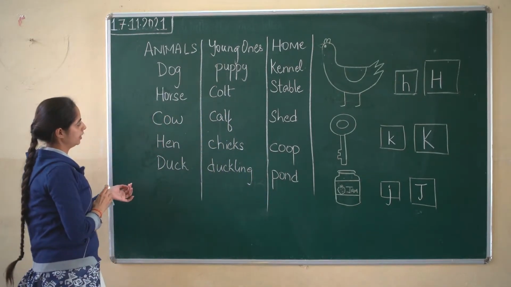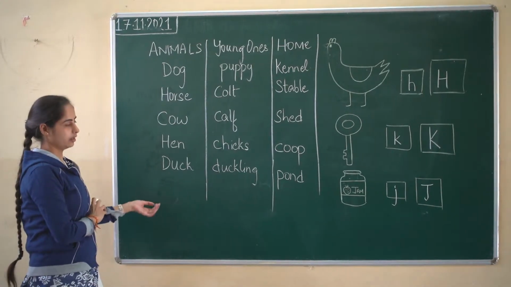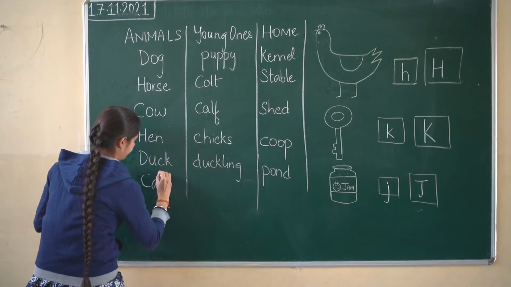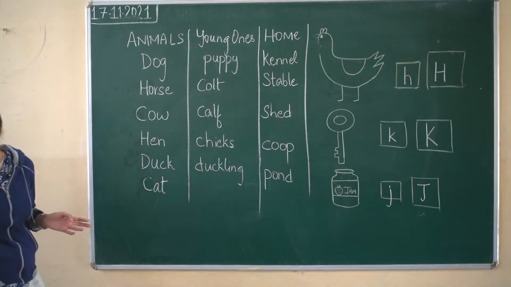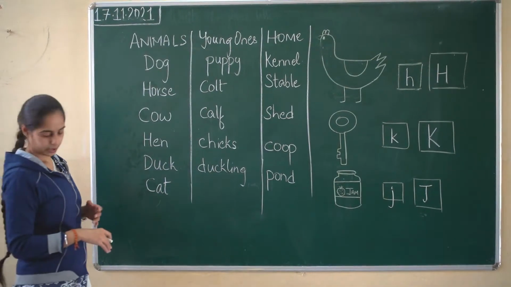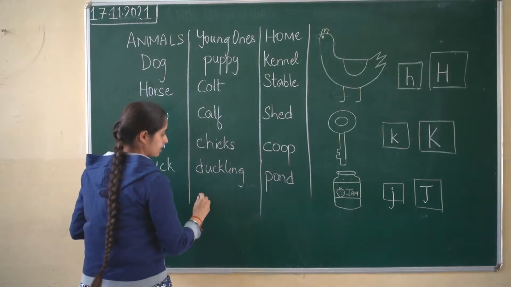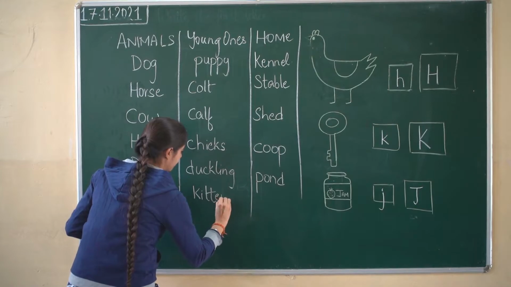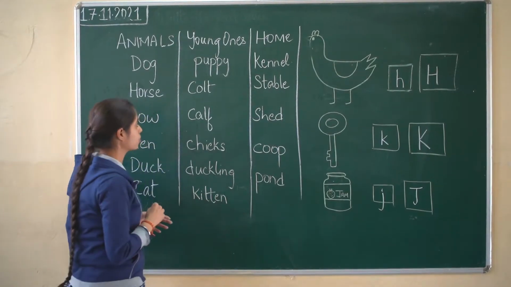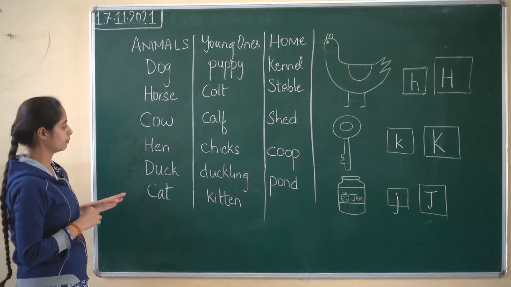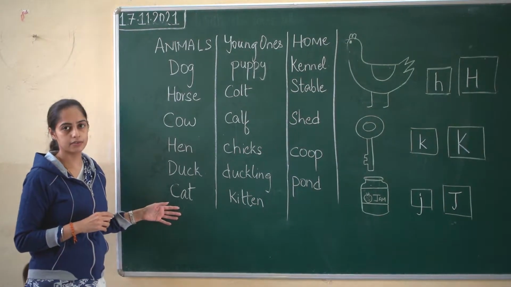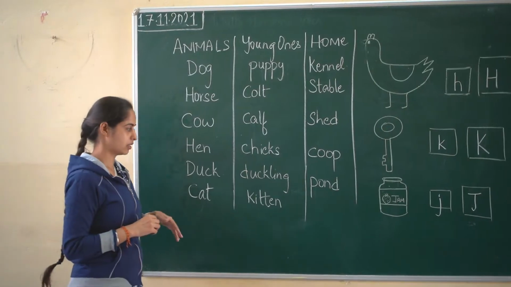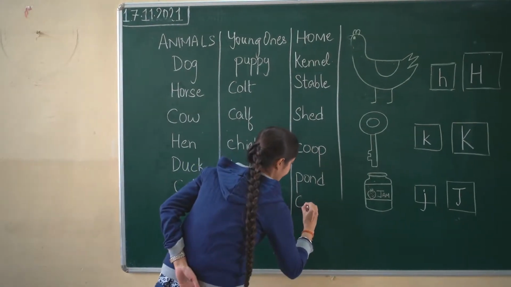And one last we'll revise, cat. The baby of a cat is kitten. And now where does the cat live? Everybody knows dog lives in kennel and horse in stable, but where does the cat live? Cat lives in cattery. The home of the cat is cattery.